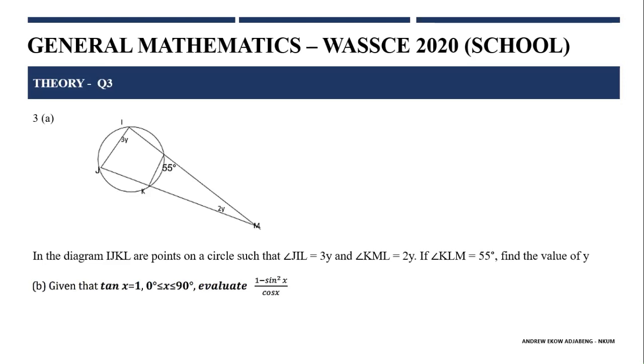And then for question 3, we have a diagram. It says in the diagram, IJKL are points on a circle such that angle JIL equals 3y and angle KML equals 2y. If angle KLM equals 55 degrees, find the value of y. And then B, given that tan x equals 1, 0 degrees is less than or equal to x less than or equal to 90 degrees.